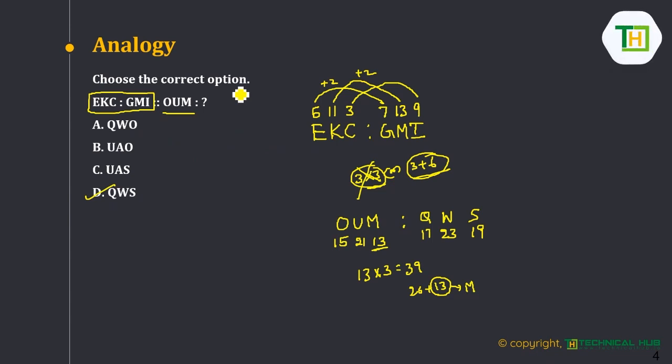There will be a pair of letters or words here. I have to identify the logic between those two. If you take the first two, EKC and GMI, I'll identify the logic between each and every letter: the first letter in EKC with the first letter in GMI, the second letter with the second letter. The first letter, it seems like 6, but it is 5 actually. E is the 5th letter, K is the 11th letter, and C is the 3rd letter in the alphabet from the beginning. In the same way, G is the 7th, M is the 13th, and I is the 9th letter.